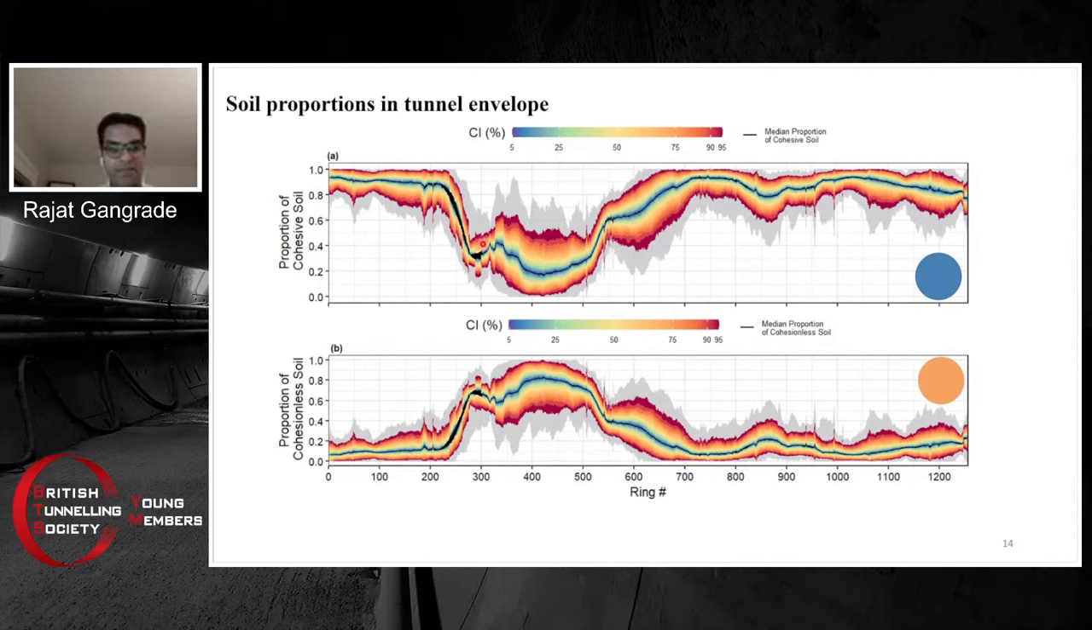So for example, in this case, wherever the confidence interval band crosses 50%, that is where the probability of transition of the two materials is. The proportion of the soils helps us understand the percentage of material of a particular type that is going to be excavated. In addition, it helps us quantify, based on confidence intervals, how confident you are about the proportion of the soil type within the tunnel envelope. So the wider the band, the higher your uncertainty. As an example over here, the band is pretty narrow, but in the zone of transition, the band is pretty wide. That means there is a high uncertainty in what is occurring within the tunnel envelope.